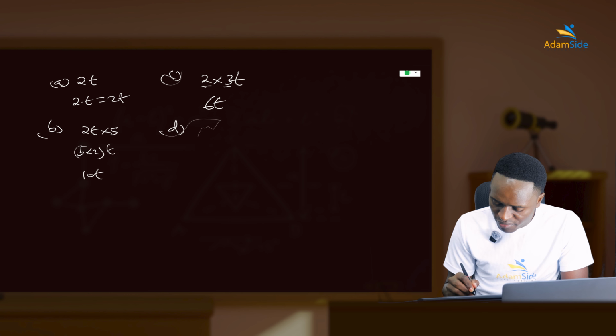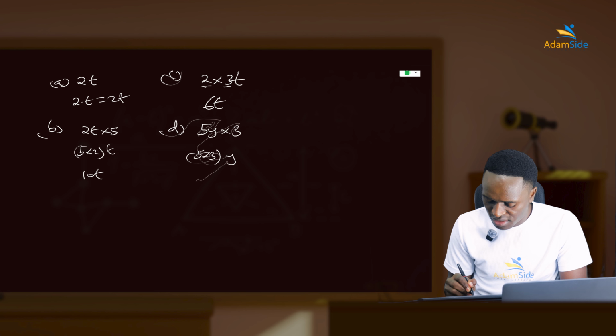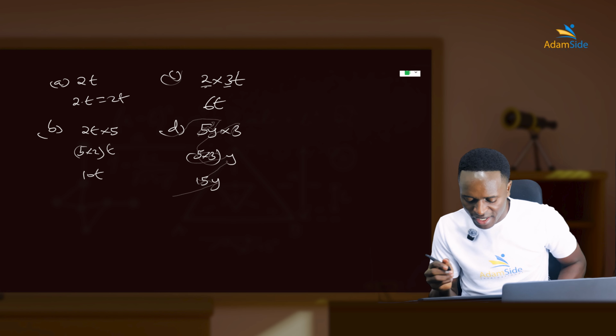Then you have 5y times 3. Your answer can be 5 times 3, and then you keep the y. Then you have your answer. You have your answer as 15y.